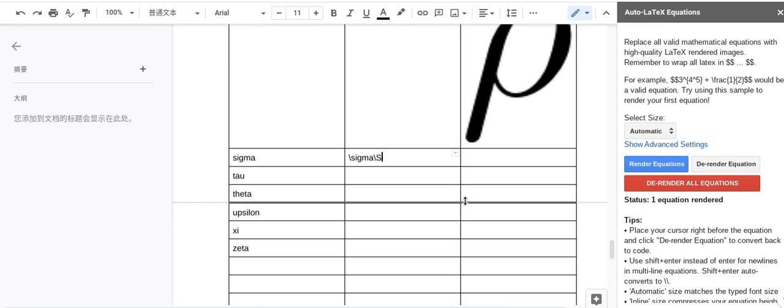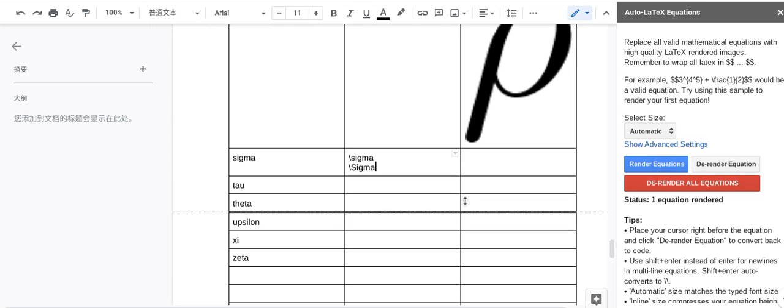You guys need to make sure you know the difference between this one and this one, because those two actually mean different things. This one is the Greek letter sigma, and this one is the sigma in calculation.